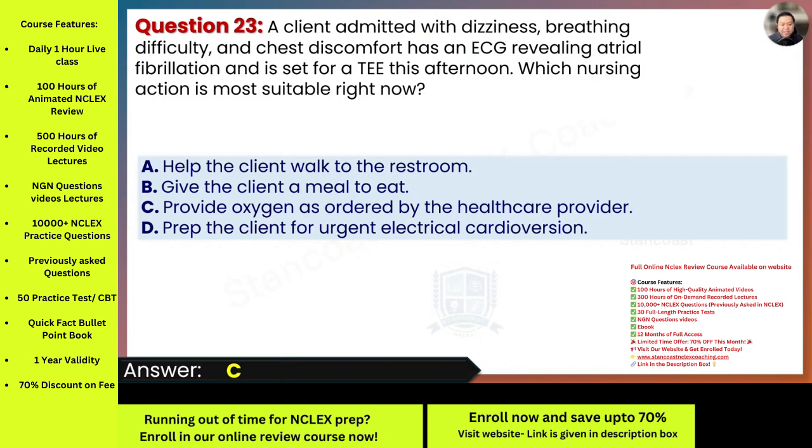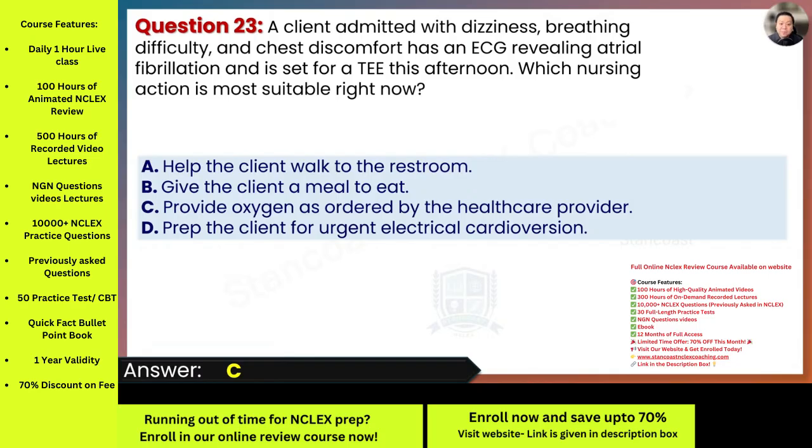And so if the heart is shocked while a clot is present in the atria, it could dislodge. It can lead to a stroke or a CVA. And the cardioversion is generally reserved for hemodynamically unstable clients, such as those with low blood pressure or unresponsiveness, or in cases like cardiac arrest. So in this case, the client is symptomatic, but still stable enough to first undergo the TEE.